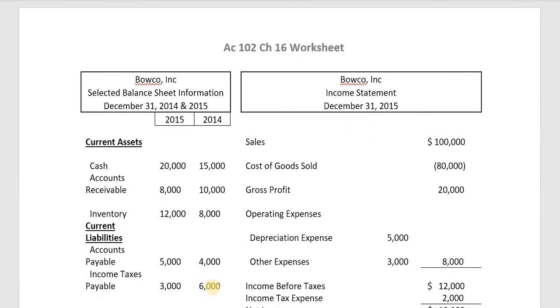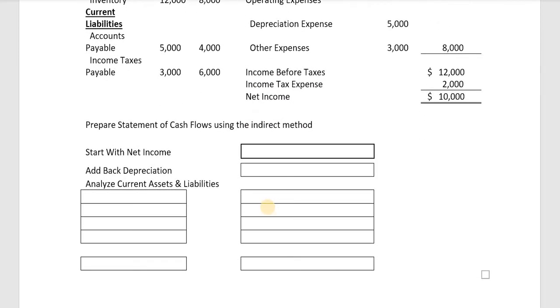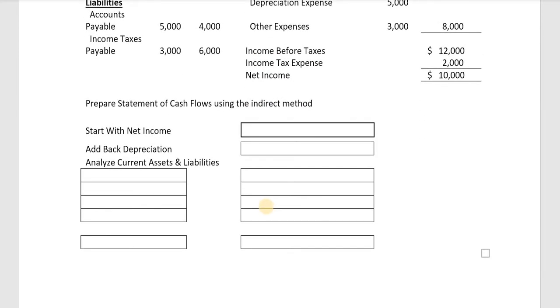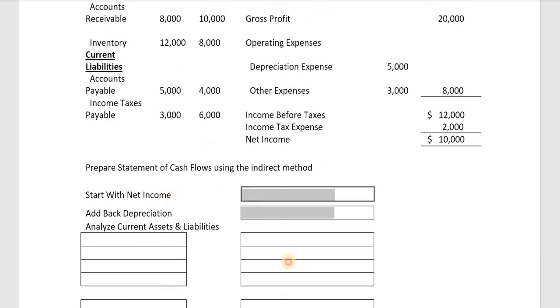Okay, so moving along. I've given you some information here on BOCO Incorporated. Here's their income statement and balance sheet. And I'm just going to ask you to prepare the statement of cash flows operating section only using the indirect method. So let's see. We always start with net income, don't we? Net income was $10,000.